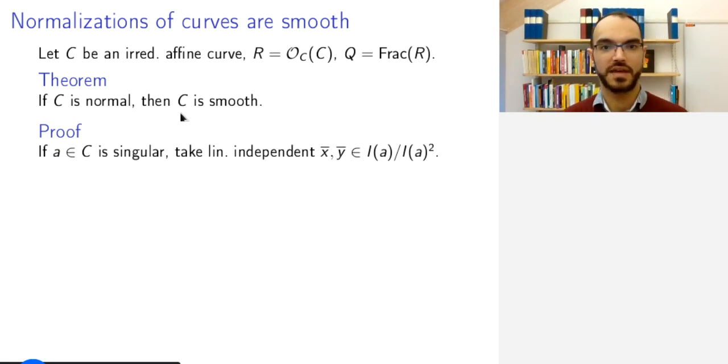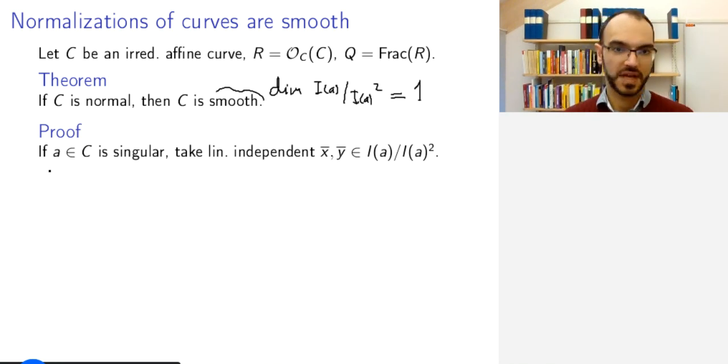So we want to prove that if C is normal, then C is smooth. Equivalently, if C has a singular point A, then R is not integrally closed in its field of fractions. Now remember that smoothness amounts to the fact that the vanishing ideal of a point A satisfies the property that this vector space has the same dimension as the codimension of the point in the variety. Since the variety is an irreducible curve, for smoothness, this has to be 1.